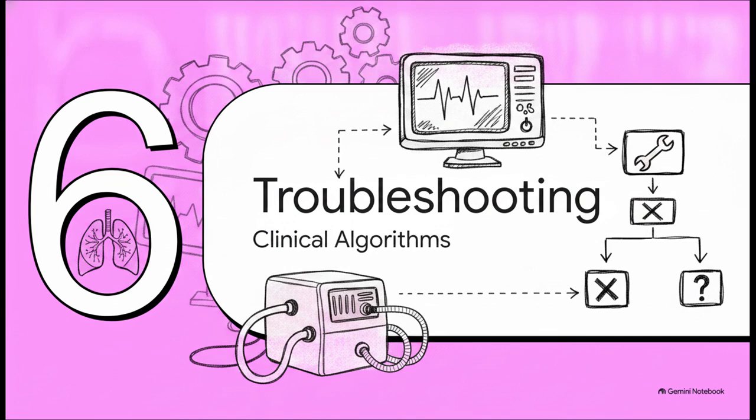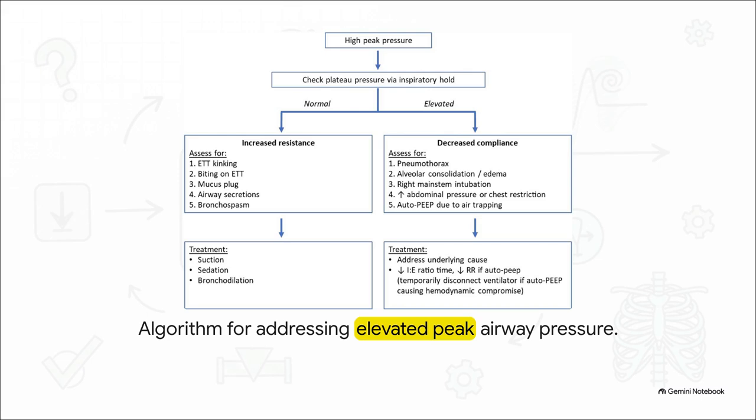Finally, Section 6, troubleshooting and our clinical algorithms. Because spotting the problem on a monitor is only half the battle, right? We have to actually fix it. So when those high peak pressure alarms start blaring, you need a systematic approach to turn panic into targeted intervention. Your very first step? Check the plateau pressure using an inspiratory hold maneuver. That single move splits your entire decision tree.